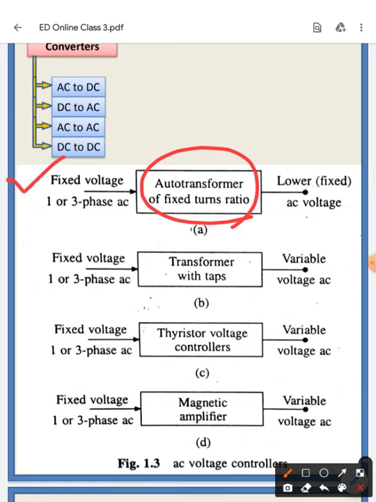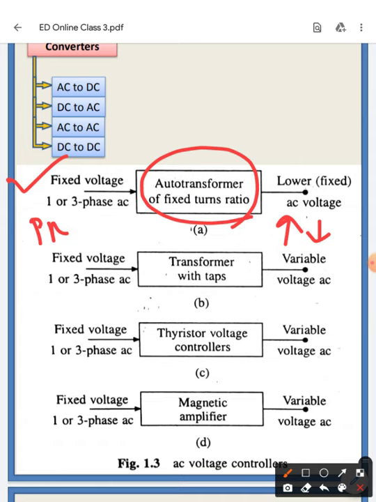Now the fixed voltage is applied at the input end of the auto transformer, that is your primary side, and at the output end we can generate different values of your AC voltage by using this auto transformer, or it is called your fixed ratio transformer. But the turns ratio at the secondary end can be changed by changing the tapping positions.